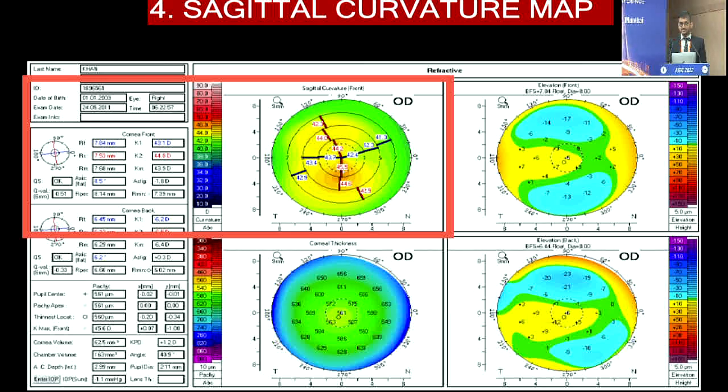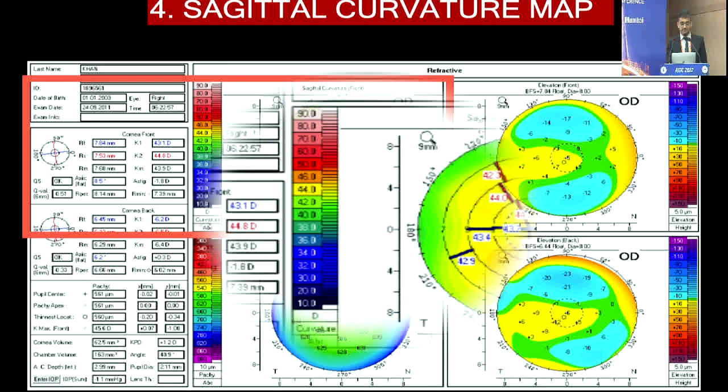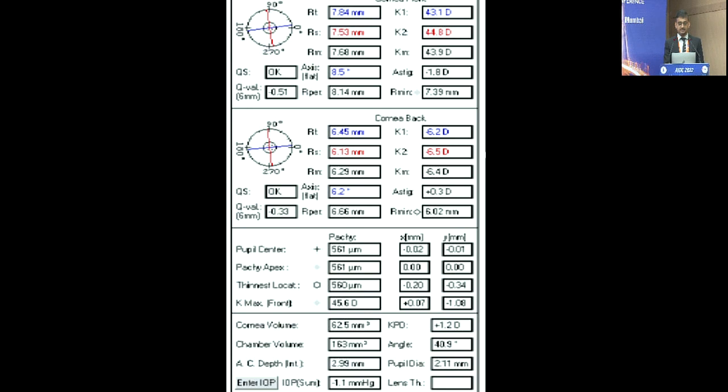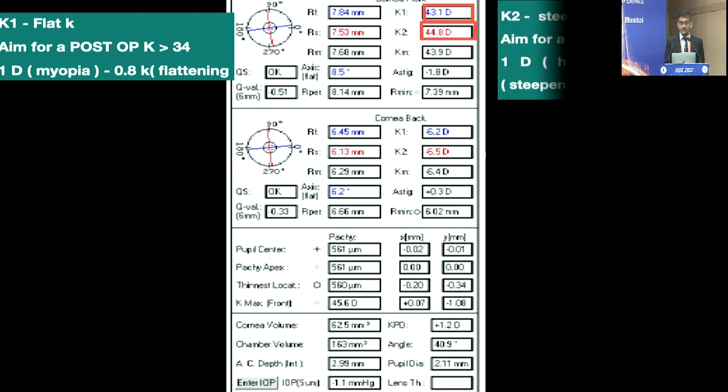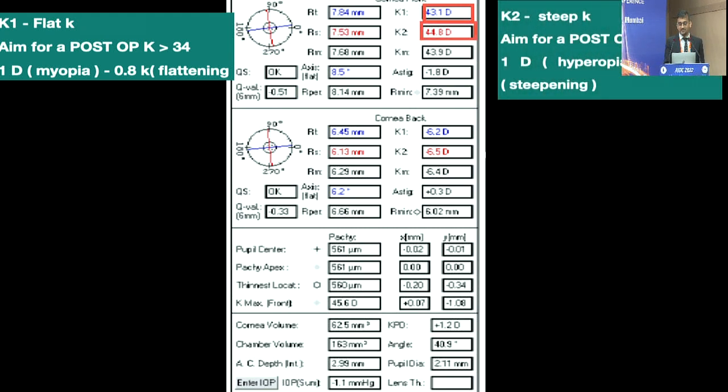Next is the sagittal curvature. I think we all are aware of sagittal curvature, but what parameters we need to look at are these. You have the flat K, because you want to know the flat K as to how much we can do the correction. Every 1 diopter of myopia, you are inducing a 0.8 K flattening. We don't want to go below 34. K2 will give you steep K, so you don't want to go beyond 49, 50.